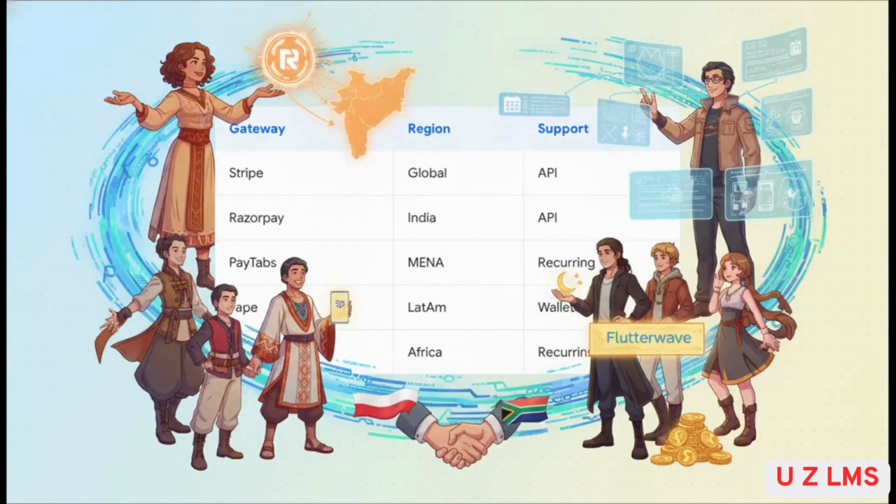We've got Stripe for your standard global transactions and Razorpay for India. But it goes so much deeper than that. We're talking PayTabs for the Middle East and North Africa, Yape for mobile wallets down in Peru and Latin America, and Flutterwave for Africa. Literally, from Poland's Przelewy24 to South Africa's PayFast, there is almost no currency you can't accept. Plus, the platform cleverly leverages native APIs to support complex, recurring monthly subscriptions without breaking a sweat.